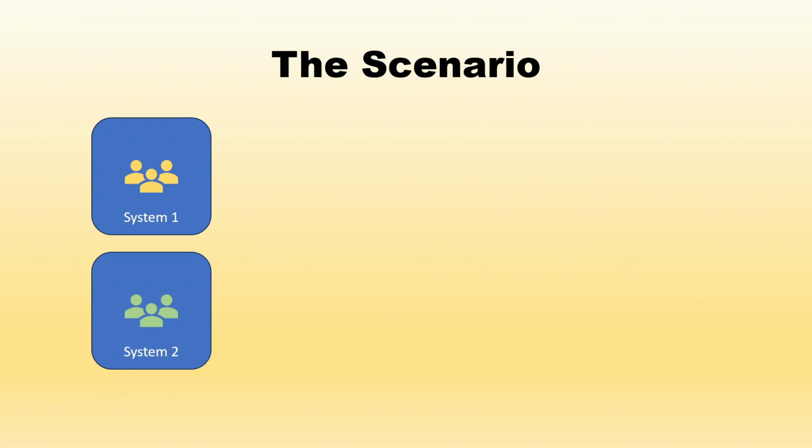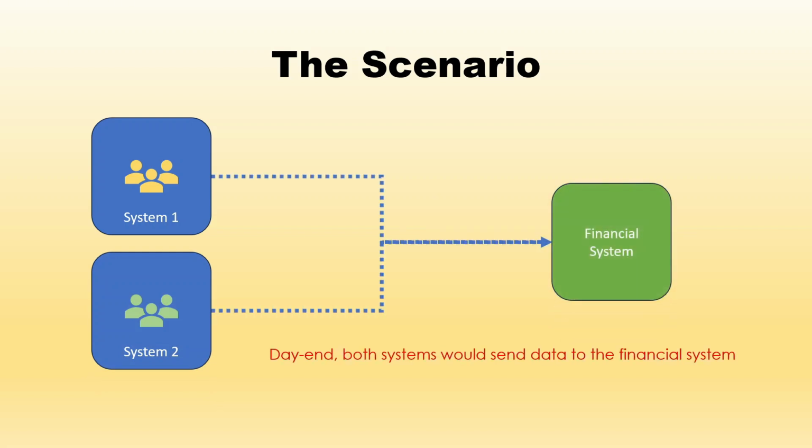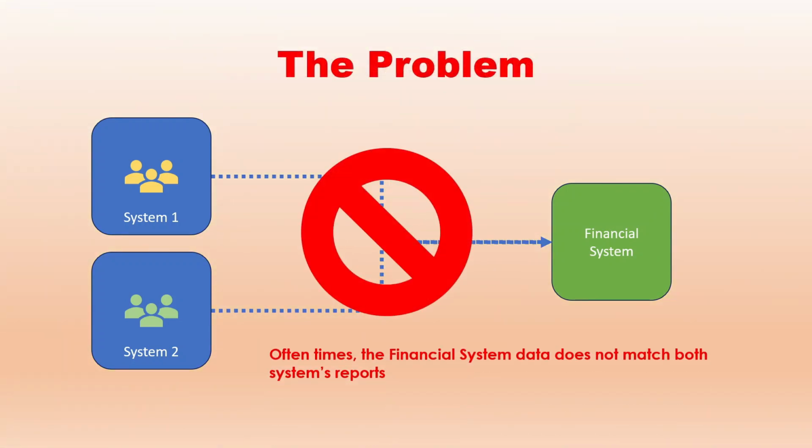The scenario is our company has two systems. We call them system 1 and system 2. These systems are used to record some financial transactions, and at the end of each day, these transactions are integrated into our main financial system. So that's kind of simple, right? But we run into a problem.